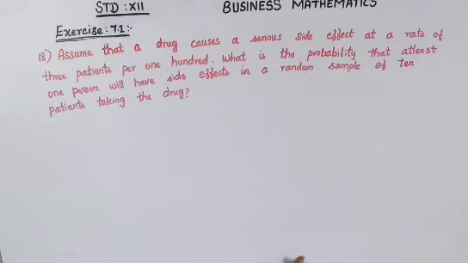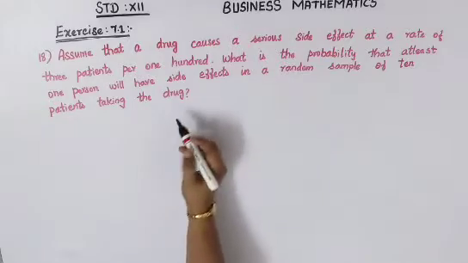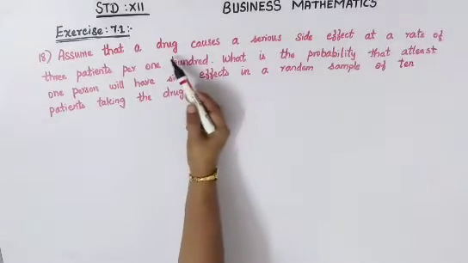Standard 12 Business Mathematics Exercise 7.1, 18th question. Assume that a drug causes a serious side effect at a rate of 3 patients per 100. What is the probability that at least one person will have side effects in a random sample of 10 patients taking a drug? So the question is given, the patients are given the drug.